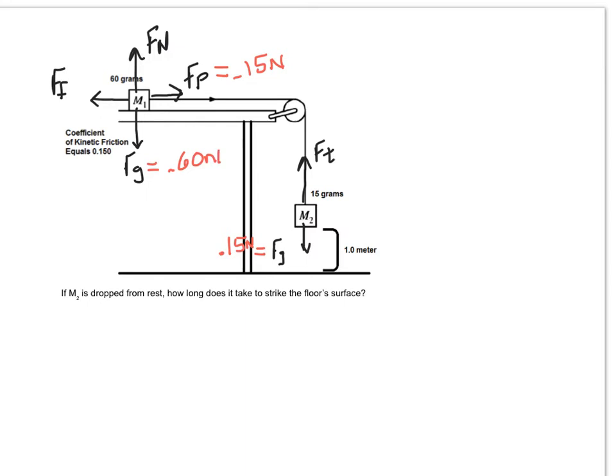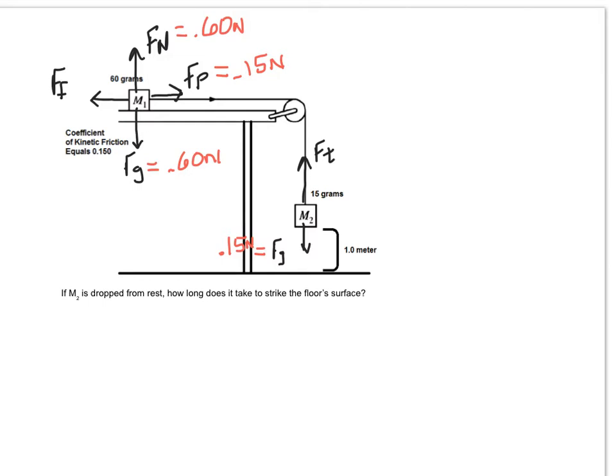Since we're on a horizontal surface, we're not on an inclined plane, there's no elevator or anything like that, there's no awkward pull forces going on at any awkward angles. Our normal force is therefore equal to our force of gravity for block number 1.